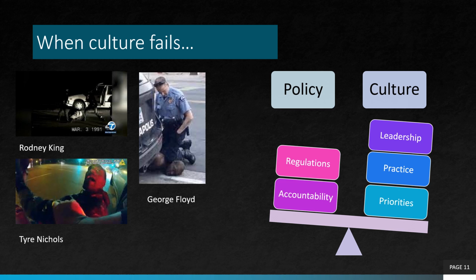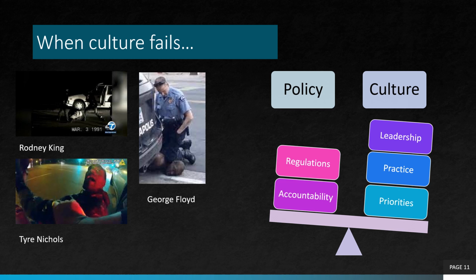So law enforcement, unfortunately, has had several examples of when the culture fails and when the agencies fail. Obviously, it's specific individual officers that make the poor decisions, and they're ultimately responsible for their actions. But when we are considering the organization, we also have to question what the culture of that agency was. So we look at Rodney King in Los Angeles in '91, George Floyd, and Tyree Nichols. You have to question, were there things within the culture that led to these series of events?